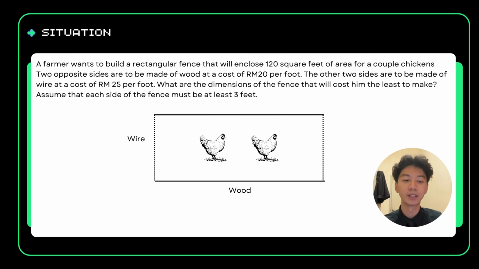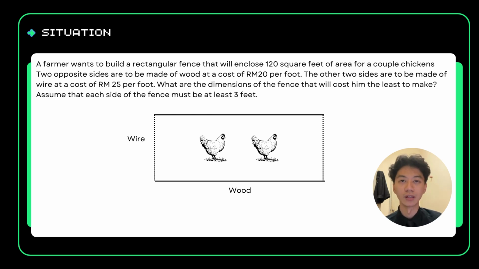So for the problem statement, we chose a question about two chickens. A farmer wants to build a rectangular fence that will enclose 120 square feet of area for a couple chickens. Two opposite sides are to be made of wood at a cost of 20 ringgit per foot. The other two sides are to be made of wire at a cost of 25 ringgit per foot. What are the dimensions of the fence that will cost him the least to make? Assume that each side of the fence must be at least 3 feet.